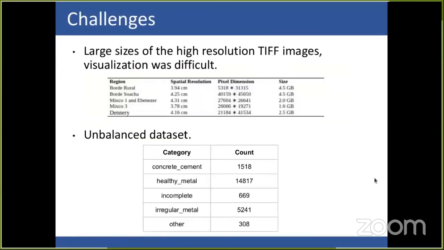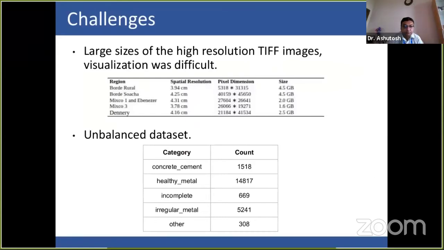Now let's see what kind of challenges we faced while working on this research. The first and the most obvious challenge was the very large size of the TIFF images. We can see here, the image sizes were in gigabytes. So visualizing the building rooftop images from the complete TIFF image of the region was a very difficult task for us initially. The second big challenge was the unbalanced data set. We can see in this table that for some classes like healthy metal, we have more than 14,000 training samples. But for some classes like incomplete, we don't even have 1,000 samples. So this created some problems. We will see how we resolved these challenges in the later part of this presentation.